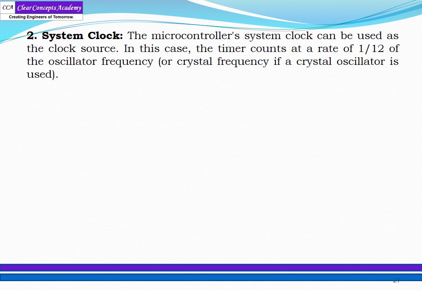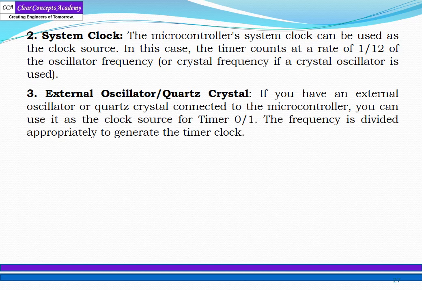Otherwise, the second is the system clock. We have seen in the earlier figure there is a crystal frequency and there is an internal clock. That internal clock, the microcontroller system clock, can be used as a clock source. In this case, the timer counts at a rate of 1/12 of the oscillator frequency, or the crystal frequency if a crystal oscillator is used. We have seen in the circuit that the crystal was connected to the oscillator circuit. This you can use. Otherwise, you can use an external oscillator or quartz crystal.